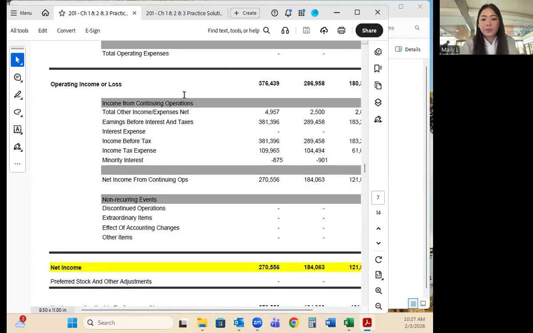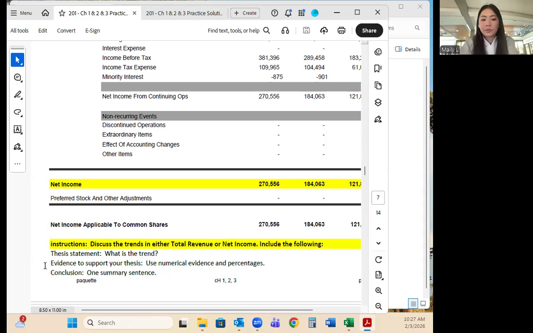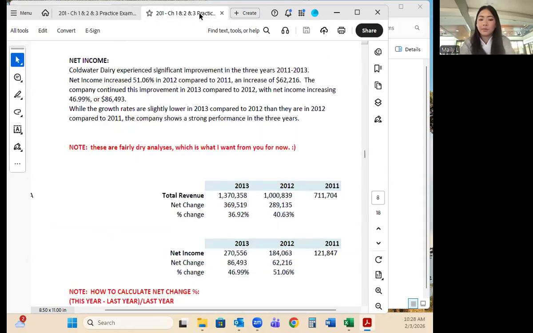So 3 years. And then the question is, make an essay, give me a thesis statement. Is the trend favorable, unfavorable, neutral, or inconsistent? And when you make this statement, it's just one sentence. Evidence to support, however, you need to provide numerical and percentage, and I'm going to demonstrate that, and then a little conclusion. So here's my data, here's my solution, and you can follow this format. You don't need to be creative at this point.